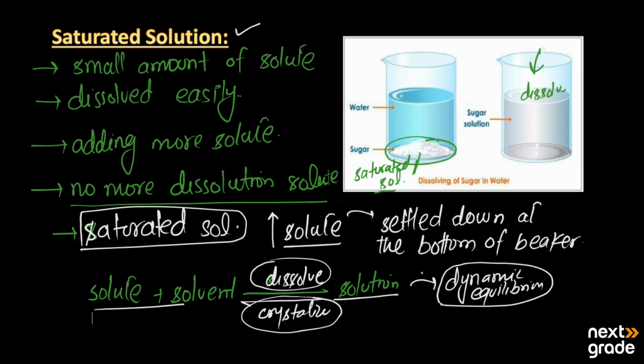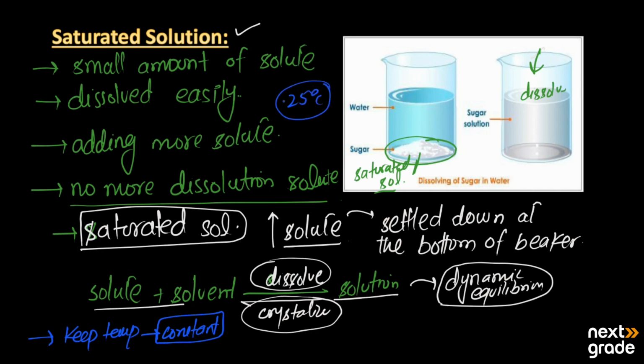And here you must keep in mind that we are not going to increase the temperature, we have to keep the temperature constant. Constant means if we dissolve the solute at room temperature, then on the whole we have to keep the room temperature, or 25 degrees Celsius. We are not going to increase or decrease the temperature. It will affect the formation of the saturated solution as well. So we just have to keep the temperature constant.